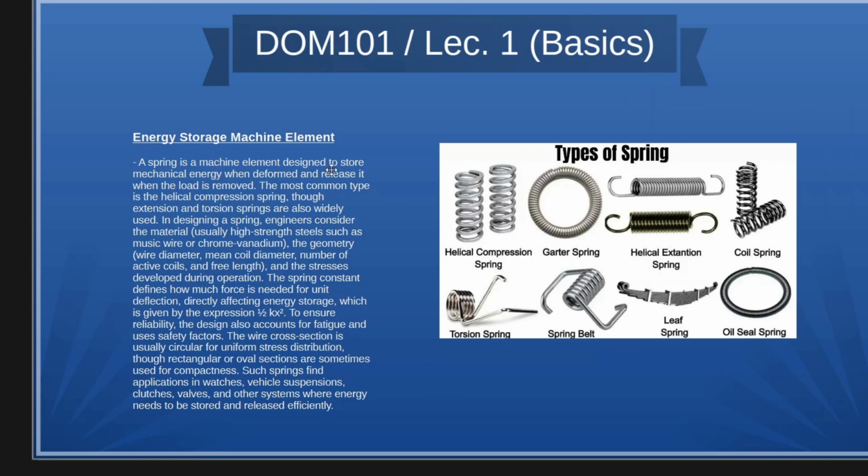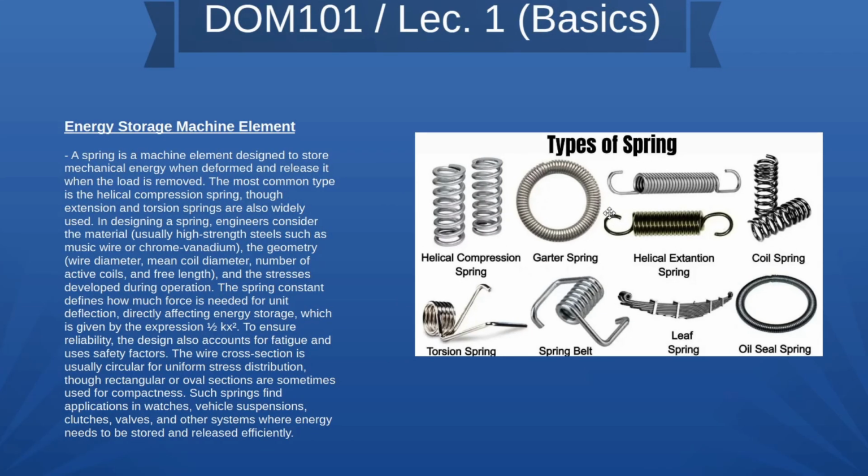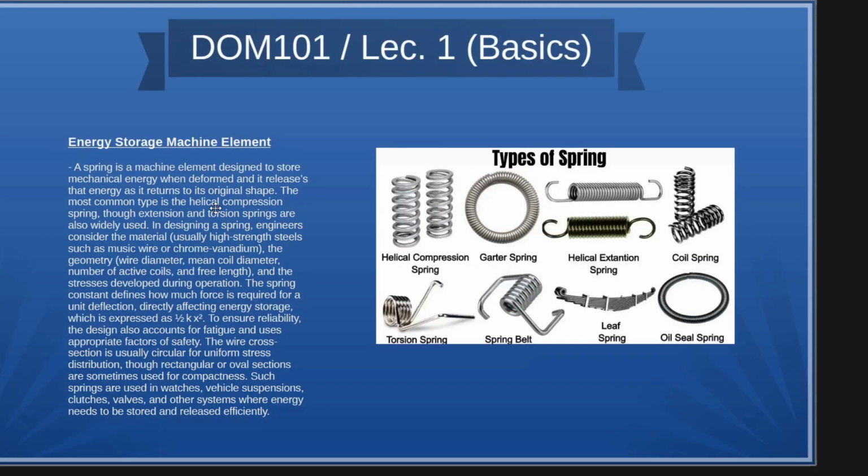Now we will study the energy storage machine element, which is basically the spring. Before we talk about the types of spring, we will define what a spring is. A spring is a machine element that is designed to store mechanical energy when deformed, and it releases that energy as it returns to its original shape. So we will talk about the different types of spring.